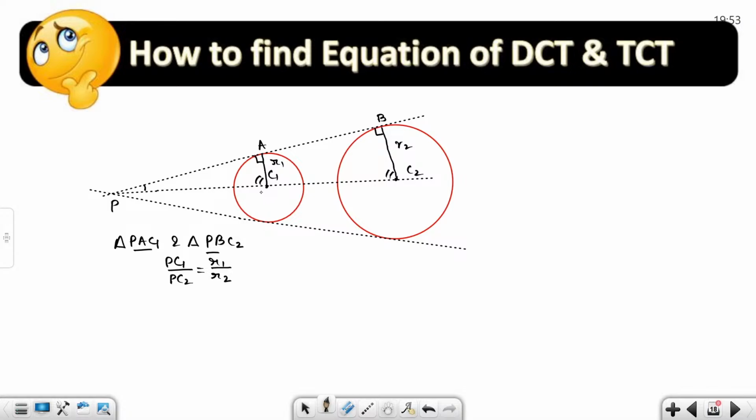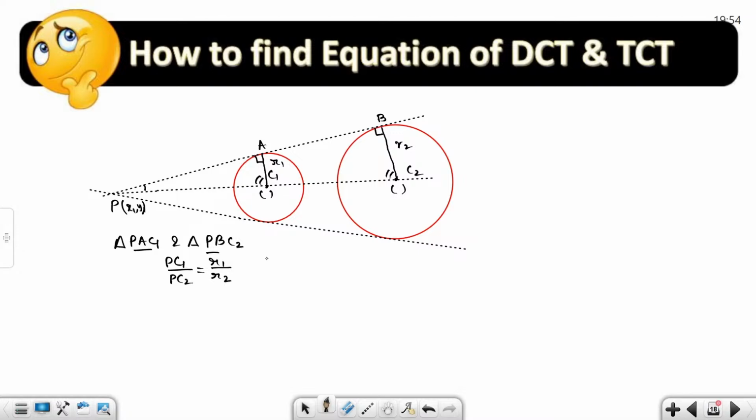So now you know the coordinate of this point, you know the coordinate of this point, and as we know this ratio PC1 by PC2 is R1 by R2, that is, the point P is dividing this line joining externally, as I told you, in the ratio R1 is to R2. So we can easily find out the coordinate of P. Let us say the coordinate of P be x1 comma y1.